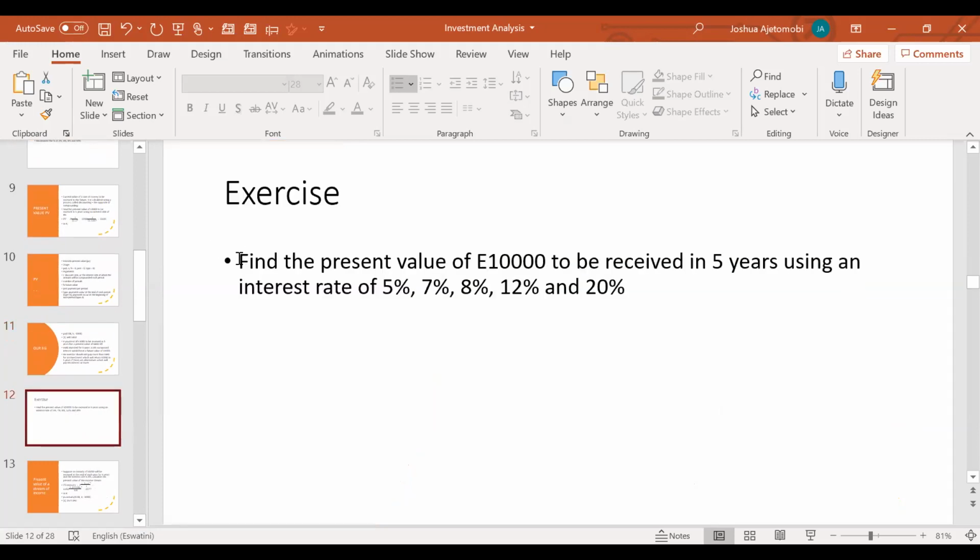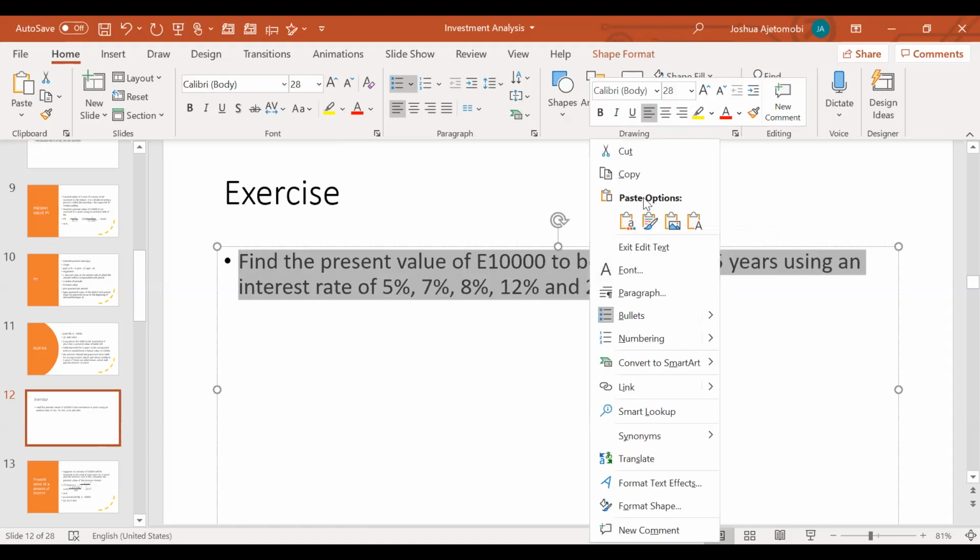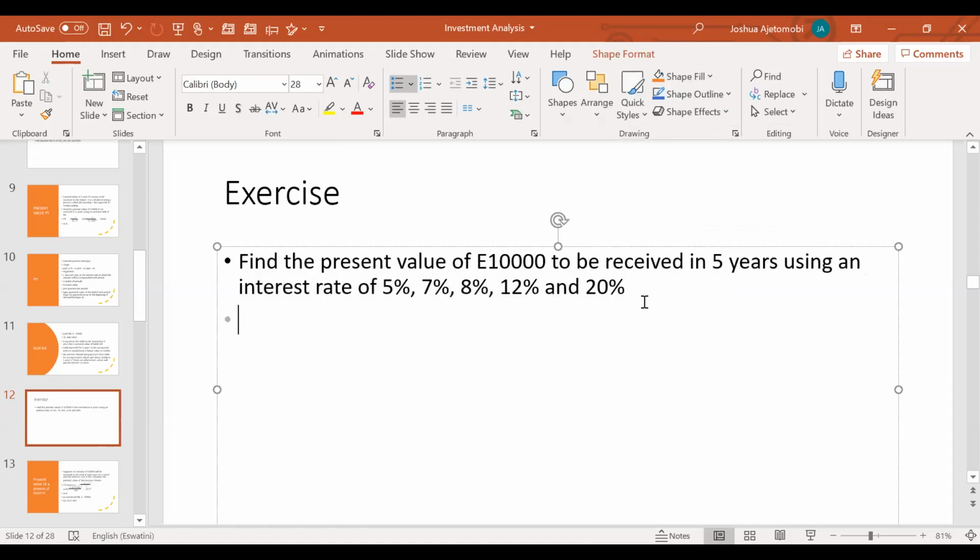So now, let's try this exercise together. Find the present value of 10,000 to be received in 5 years using an interest rate. Now we use 5%, 7%, 8%, 12%, and 20%. So let's work with this together. 10,000 in 5 years, at 5%, 7%, 8%, 12%, and 20%.